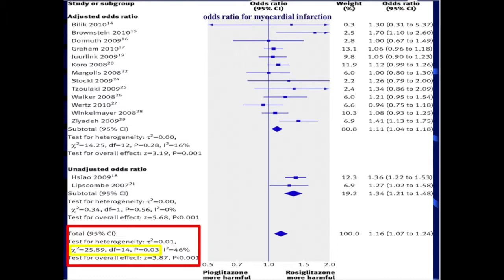which leads to, if we can see the final test subtotal of adjusted odds ratio for myocardial infarction, pioglitazone versus rosiglitazone, we can see that it's higher with rosiglitazone. On average, that has 11% greater odds of having an MI when put on rosiglitazone compared to pioglitazone.